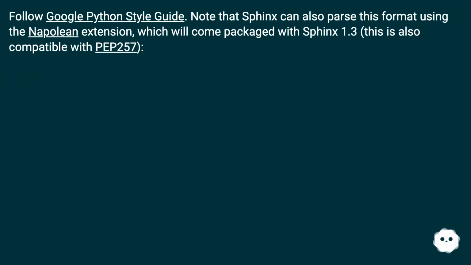Follow Google Python Style Guide. Note that Sphinx can also parse this format using the Napoleon extension, which will come packaged with Sphinx 1.3. This is also compatible with PEP 257.